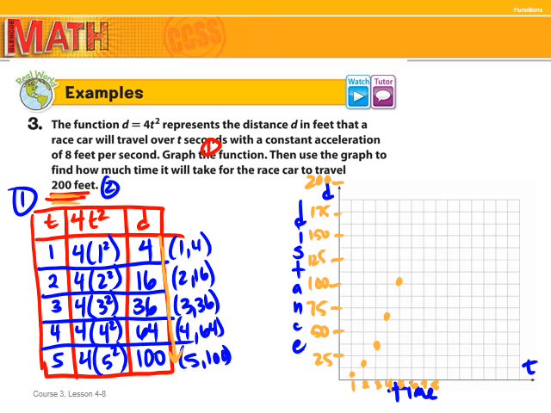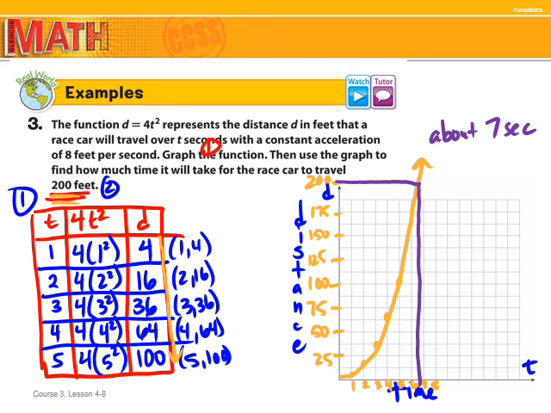And let me keep going, actually. So I'm going to try to guesstimate, just keep going straight. And now to answer the second part, use the graph to find how much time it will take for the race car to travel 200 feet. So it's going to be an estimate. So let me go here and then down. Looks like it's going to take about 7 seconds. So let me try that.